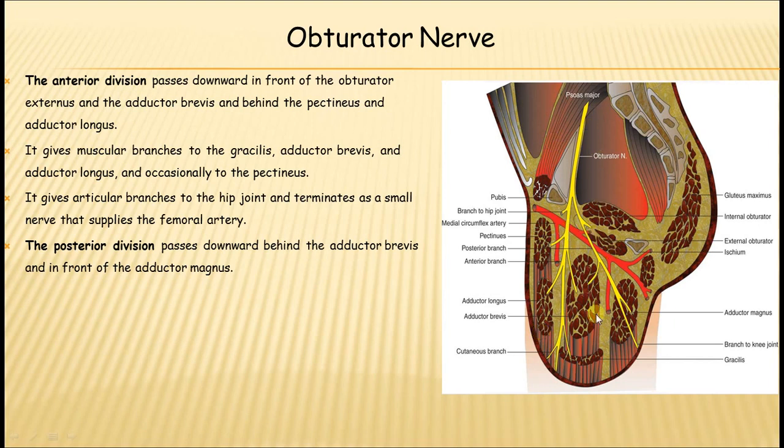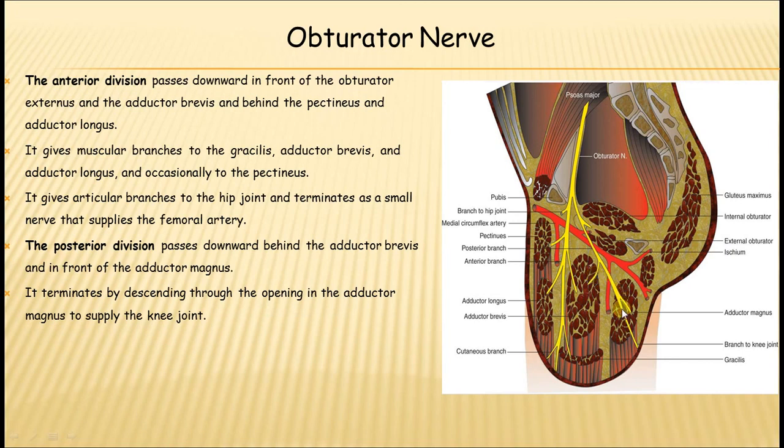If you look at the posterior division, it passes behind the adductor brevis, and it supplies mainly the adductor magnus muscle. It is present between the adductor brevis and adductor magnus. If the anterior division does not supply it, then the posterior division supplies the adductor brevis muscle.